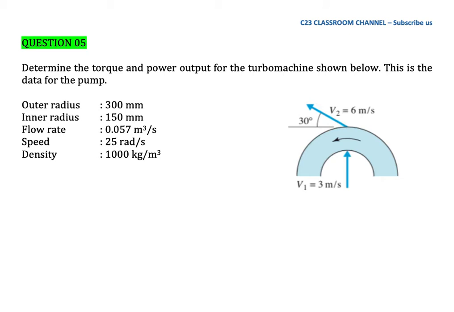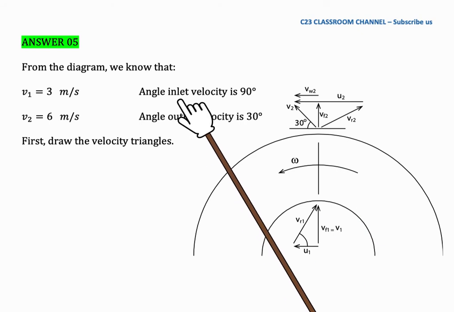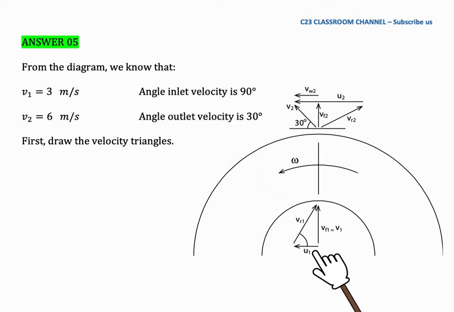In this question, we use speed in radian per second unit. From the diagram, we know that the velocity V1 is equal to 3 meter per second and velocity V2 is equal to 6 meter per second. From the diagram also, we could say that the outlet velocity angle is 30 degree here and the inlet velocity angle is 90 degree here because it says that the flow here is radial.